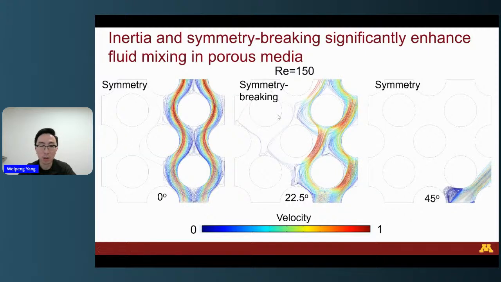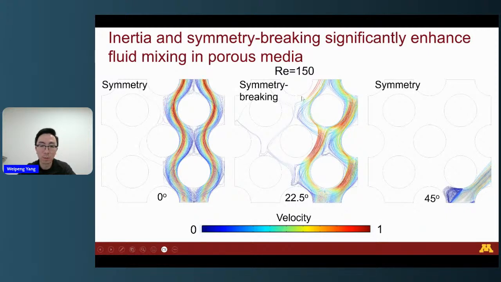But when we have fluid inertia, you can see that for the symmetry case, although there's some inertial structure like this recirculating flow and also dead flow, still the streamline cannot go to the other side. Actually, the streamline here is an artifact, it's not real. It cannot go to the other side, it's just a mixing barrier.